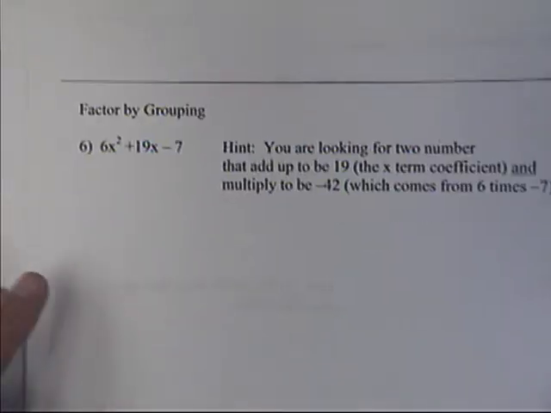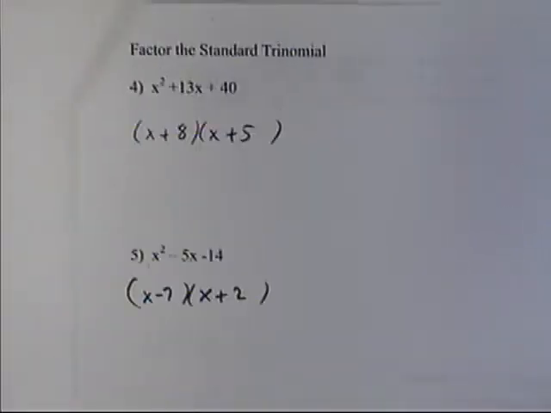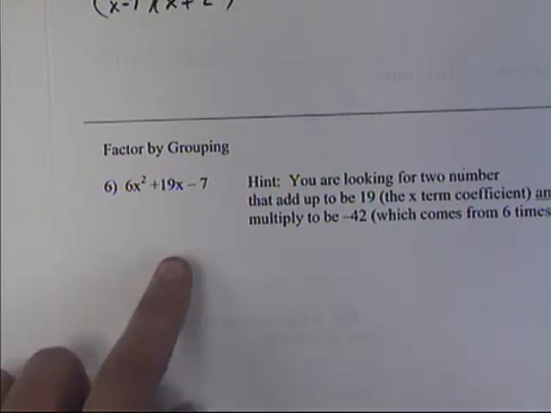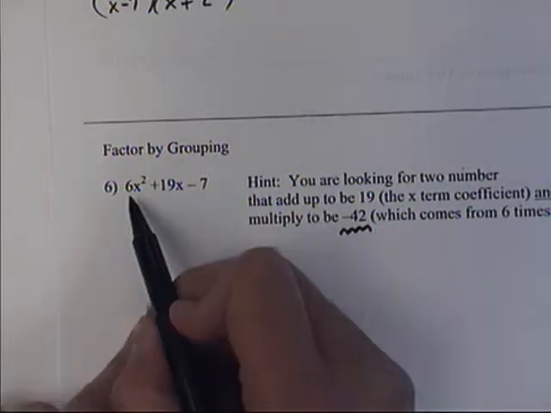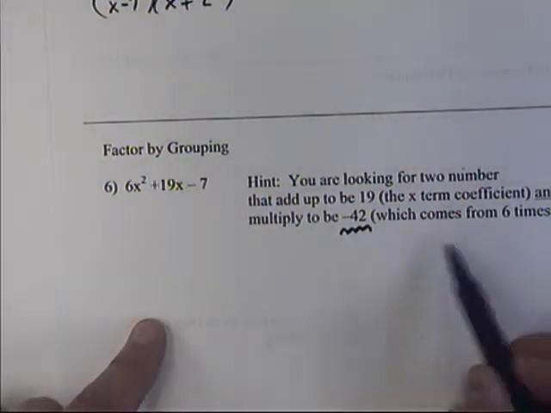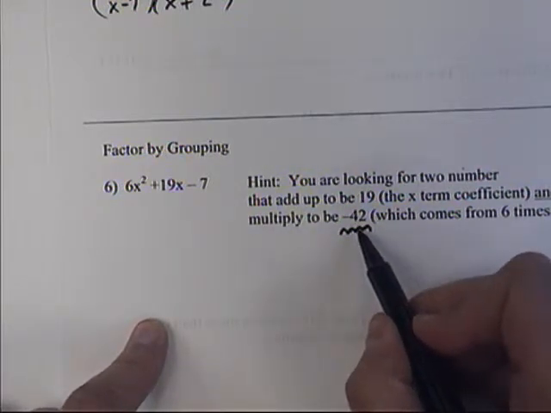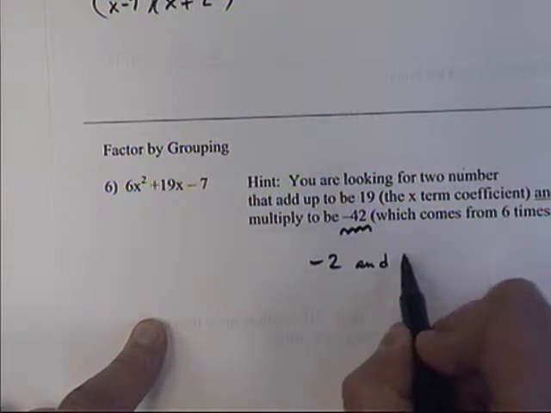Now, if you want to factor this by grouping, this is kind of a strange variation on this technique. Basically what you do is you are looking for two numbers that multiply together to not be negative 7, no. They're looking for two numbers that multiply together to be negative 42. That comes from multiplying this number and that number. Okay? But then add up to be 19. So what are the two numbers that multiply together to be negative 42 but add to be 19? Those two numbers are negative 2 and 21.